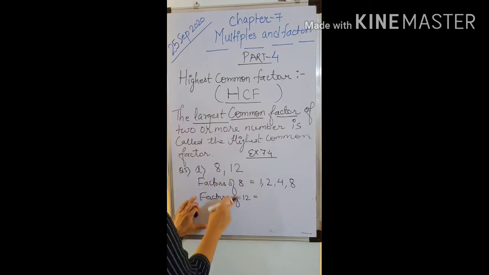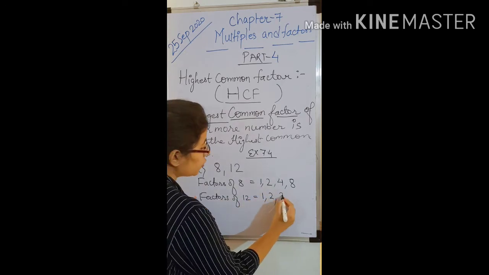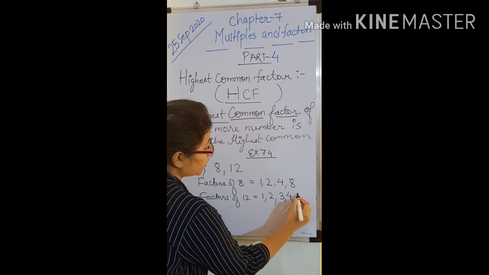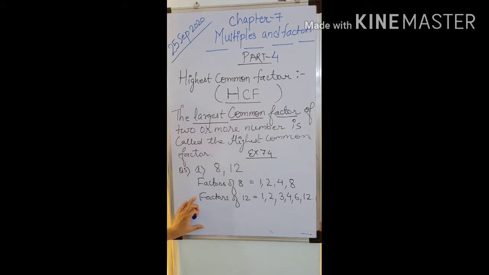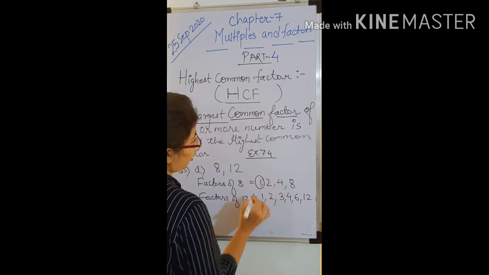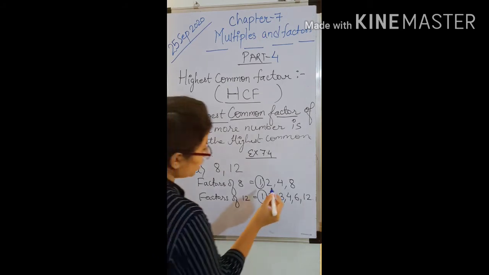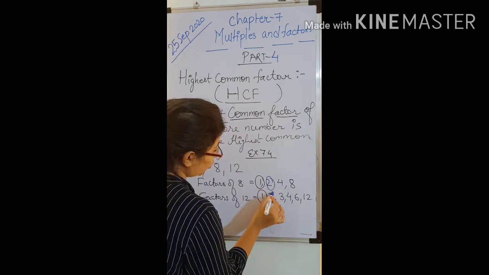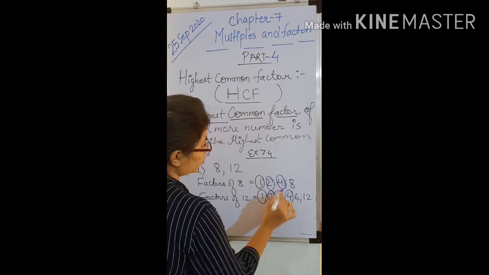Similarly, we will find the factors of 12. 1 is a factor of each and every number. Then comes 2, then 3, then 4, then 6, and the last number will be 12. Now if you look here at both the numbers, what do you observe? 1 is a common factor in both the numbers. The next number which is common is 2 in both. Similarly, 4 is common in both.